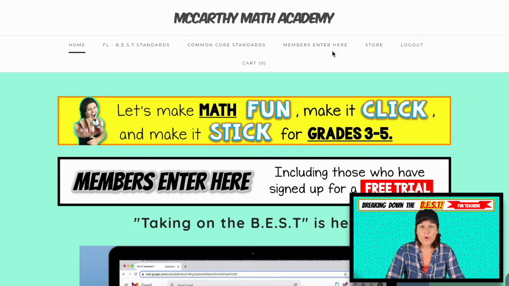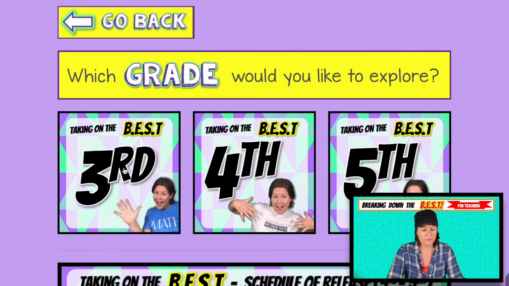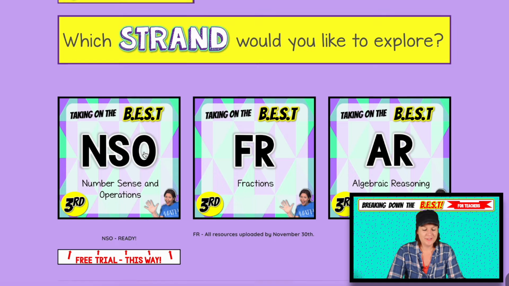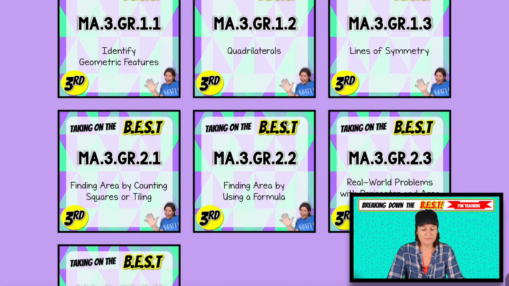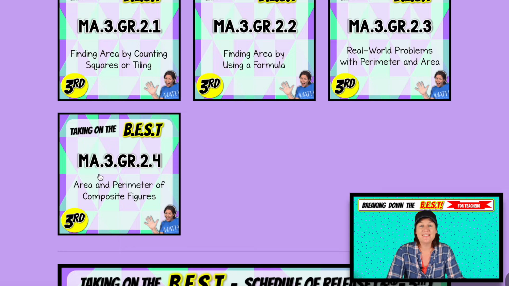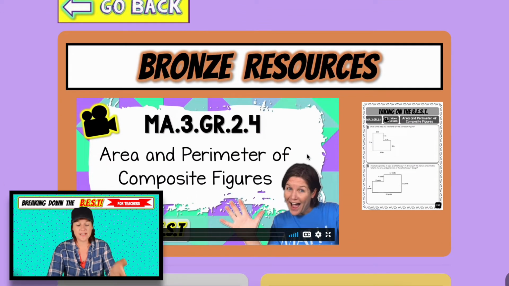All right, so here we are at the home page. You're going to click Members, enter here. Select Taking on the Best, 3rd grade. Scroll down to our GR, Geometric Reasoning, and we are on the final one for this one, MA.3.GR.2.4, Area and Perimeter of Composite Figures. Click that. It'll take you to your bronze page. Now, every membership has access to this one. There's a video lesson of area and perimeter of composite figures right here, and there's a printable guide right here.